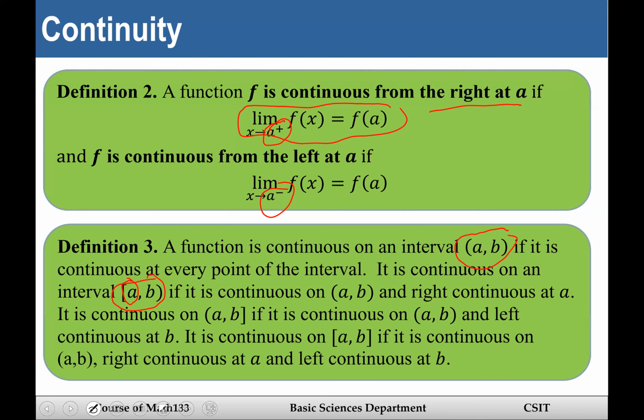And you understand, if the interval is closed at b, then in addition to the continuity in the open (a, b), you have to look at the continuity from the left at the point b. When it is closed from two sides, a and b, then in addition to the continuity inside the open set (a, b), you will take right continuity at a, left continuity at b.